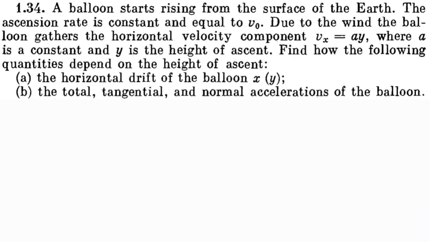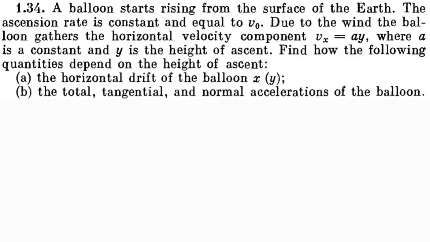So we are dealing with problem number 1.34 in the Irodov solving series, and this problem states a balloon starts rising from the surface of the earth. The ascension rate is constant and equal to V0. Due to the wind, the balloon gathers the horizontal velocity component Vx equals alpha y, where alpha is a constant and y is the height of ascent. Find how the following quantities depend on the height of the ascent: the horizontal drift of the balloon, and the total acceleration of the balloon.